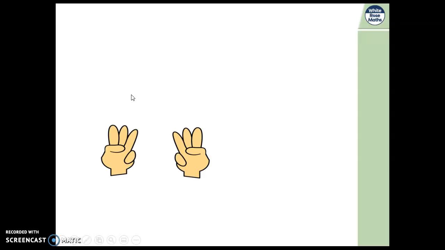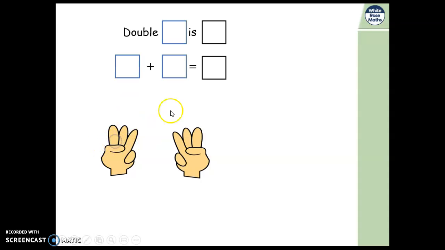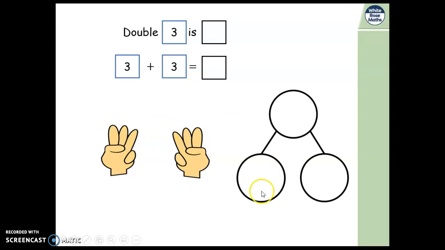Next example. We've got 3 add 3. So double 3. 3 add 3 is 6. 3 add 3 equals 6. Put it into a part whole. We've got 3 and 3. Add them together. Changes to 6. So double 3 is 6. 3 add 3 is 6.